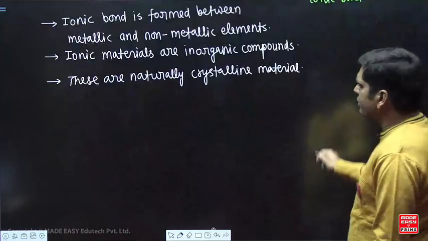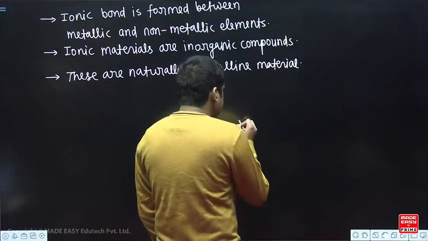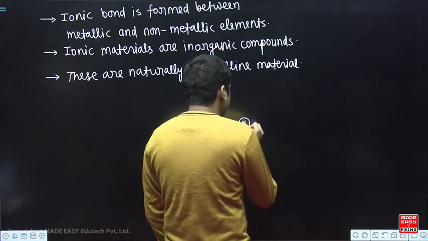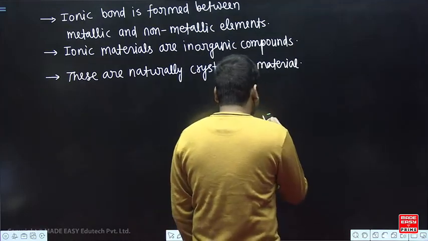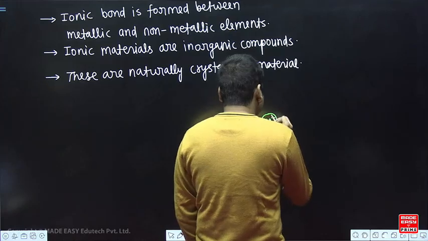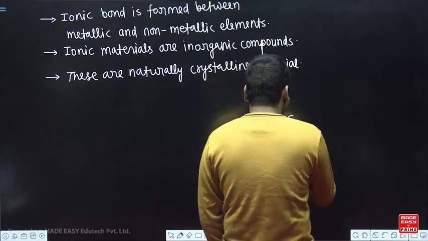Now my dear friend, let us suppose I am representing a few things. Suppose this is a cation, sodium, Na plus, a smaller one, and this is chlorine, Cl minus, a larger one. So Na plus, smaller one.